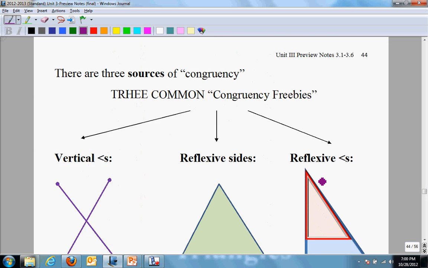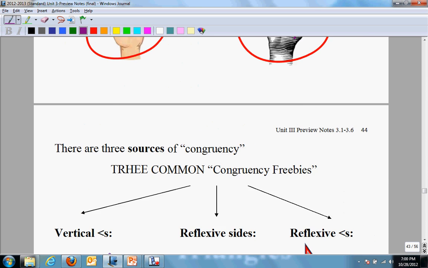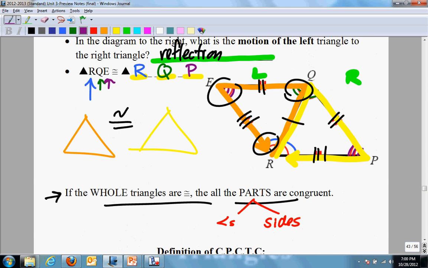Now, big question is, how do you get congruency? How do you get things congruent to begin with? Well, first, things can be pre-marked for you, as in here, in this diagram, we had a bunch of things pre-marked with hatch marks and sweeps.